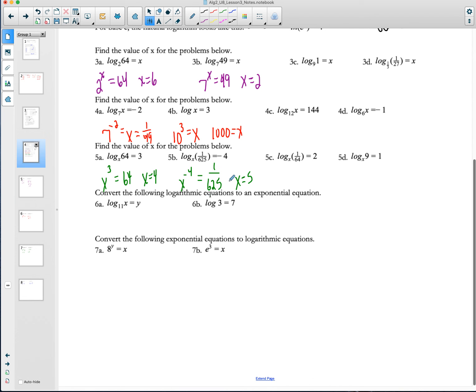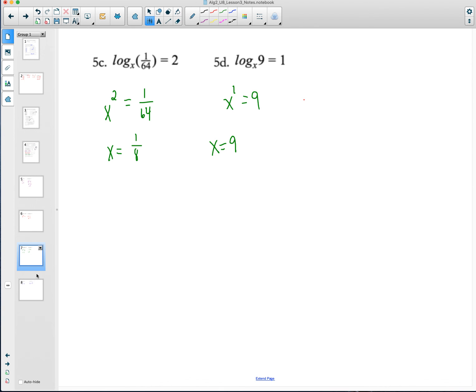All right, so once again, pause the video, you try 5C and 5D, and we'll see how you did. All right, let's take a look at these two guys. So once again, x to the second power is 1 over 64. So that means I must have had 1/8, because 1/8 times 1/8 is 1/64. What to the first power is 9? That means 9 to the first power has to be 9, so our base had to be 9 here.